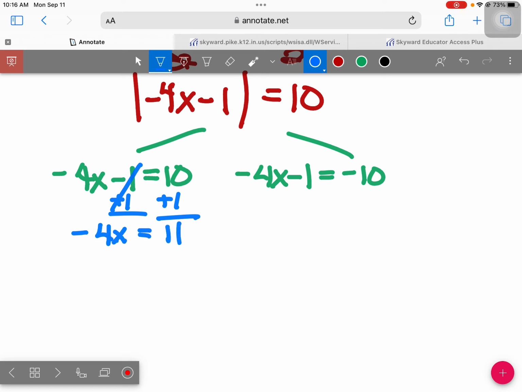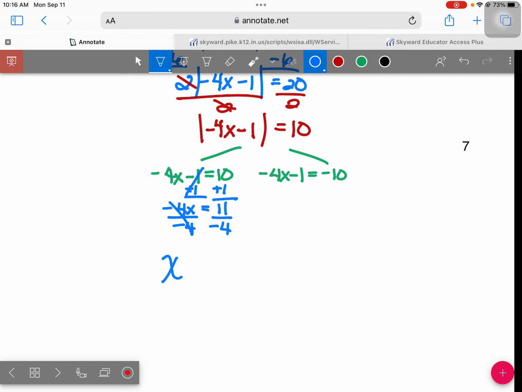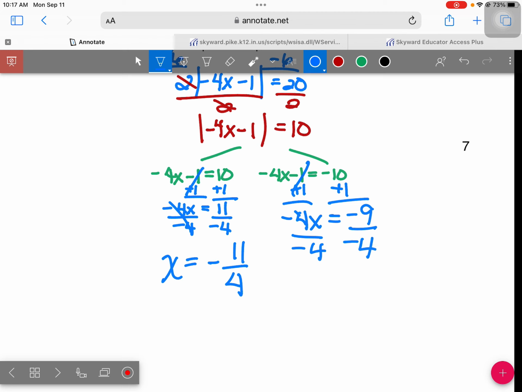So you should have got 2 fractional answers that you could have left in fractional form. X is equal to negative 11/4 and 9/4. Did anybody happen to have both of those? Couple people, few people. If you did not, what was throwing you off?